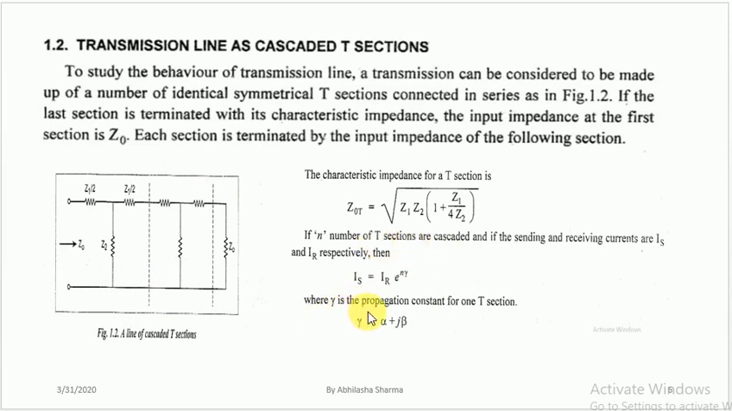Where gamma is the propagation constant, and what is gamma? Gamma is equivalent to alpha plus j beta. So actually what I am saying is that here we have to use the distributed parameters for analyzing the transmission line. In the next slide we will show how it is possible.